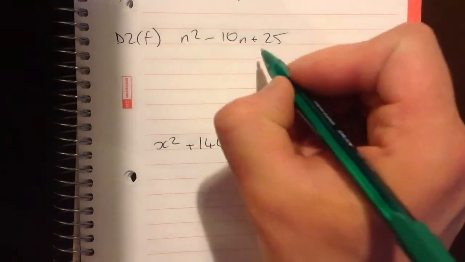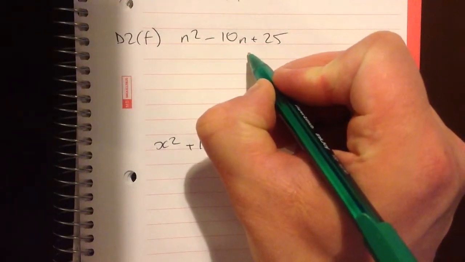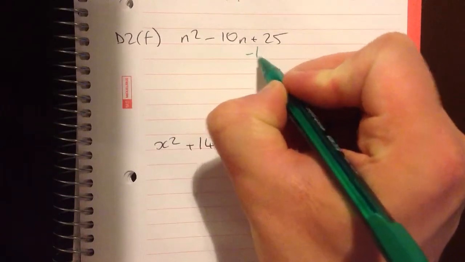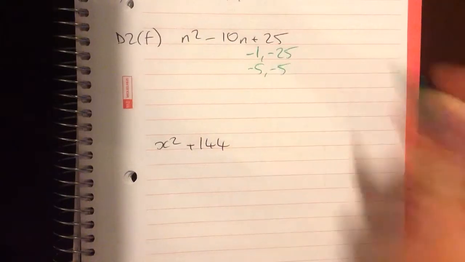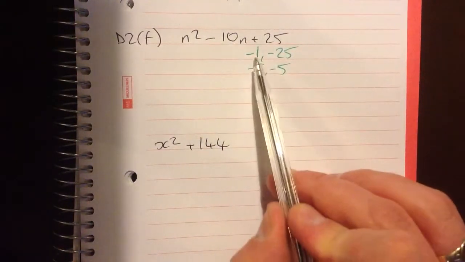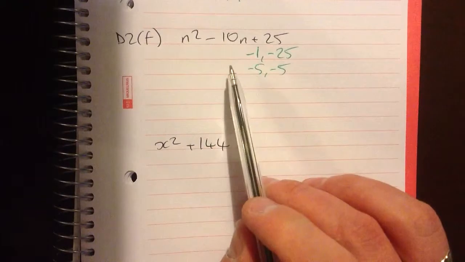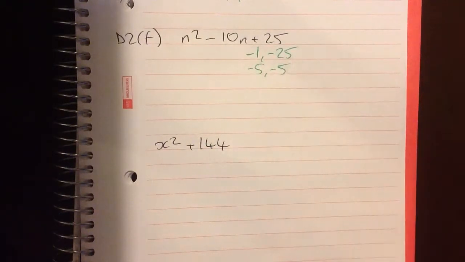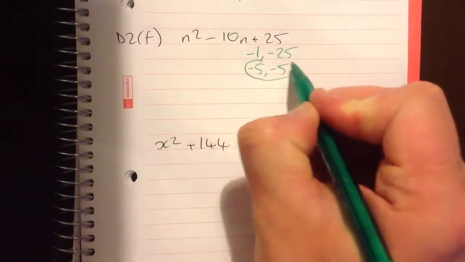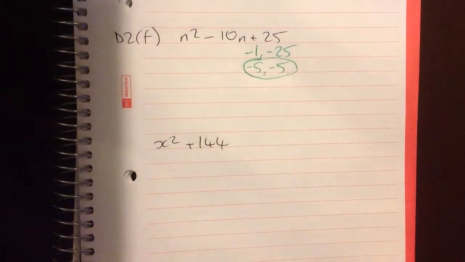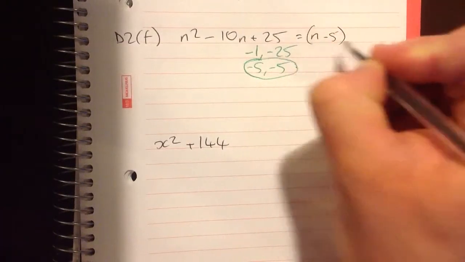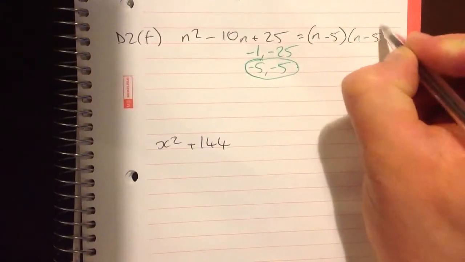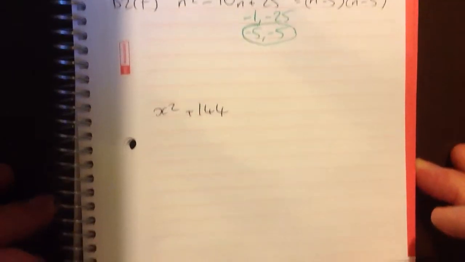Negative pairs of factors for 25. We could have minus 1 and minus 25. We could have minus 5 and minus 5. Okay, it's really easy to look at these. Negative 1 take away 25 is going to be negative 26, but negative 5 and negative 5, we're on the money there. They're going to add together to make negative 10. So that's pretty straightforward. n minus 5, n minus 5.